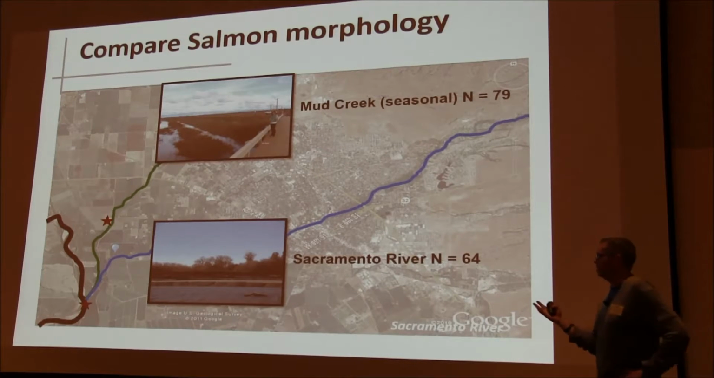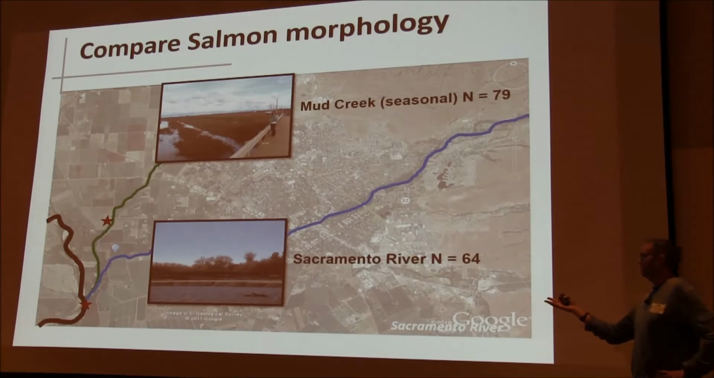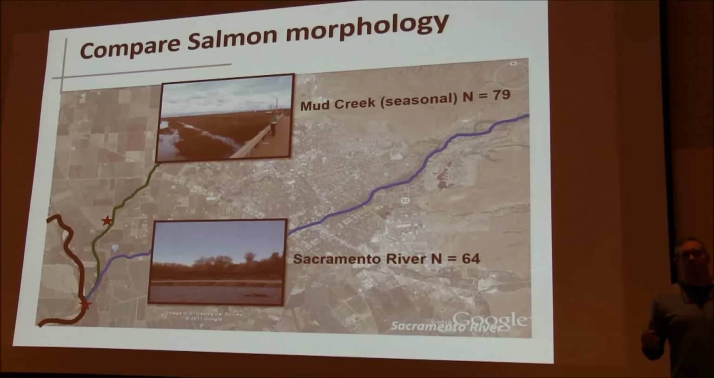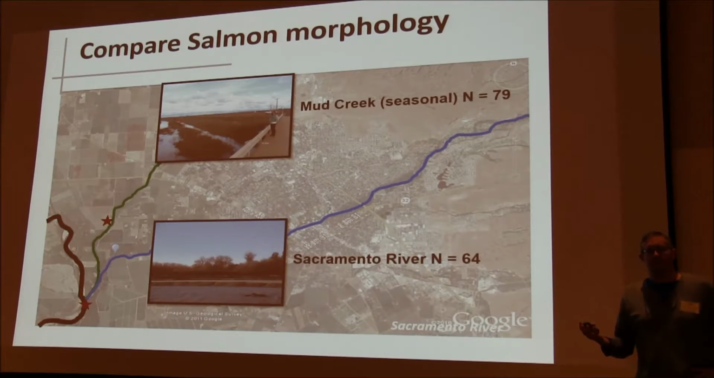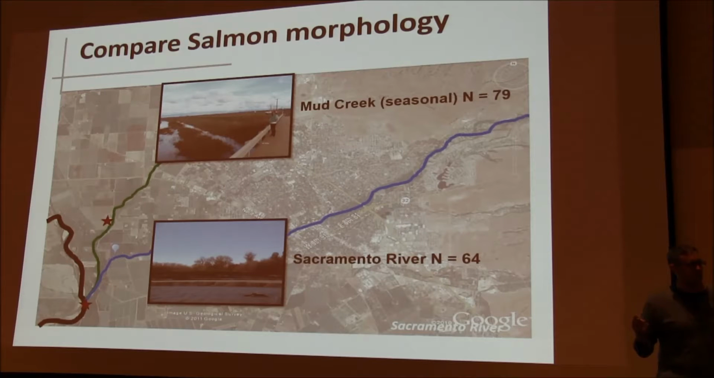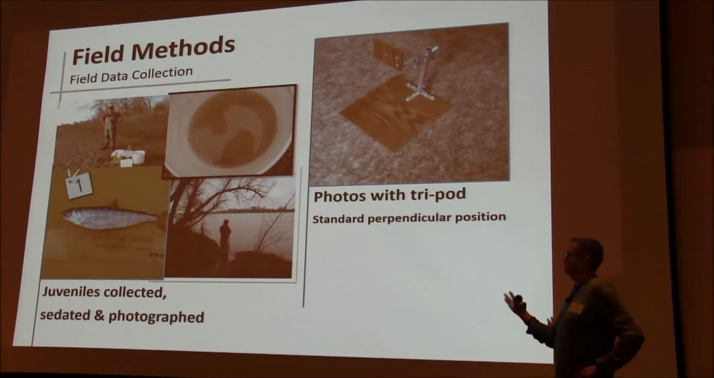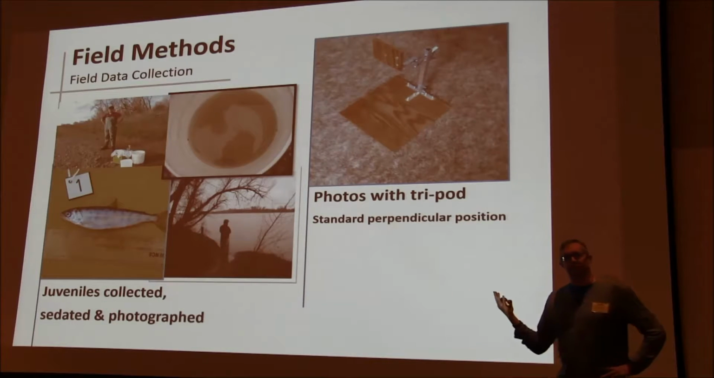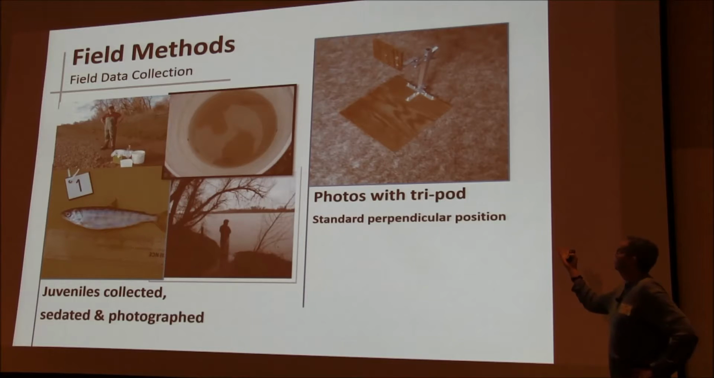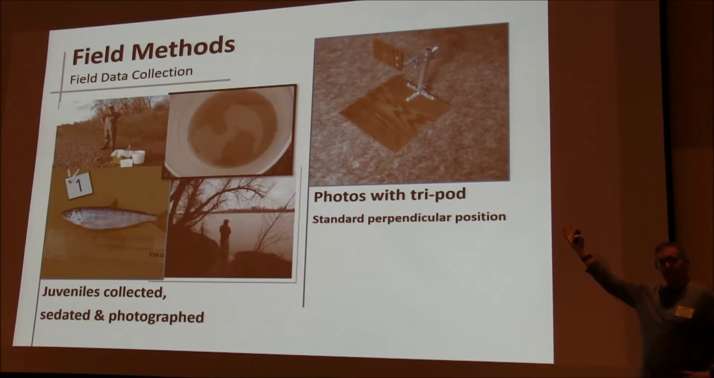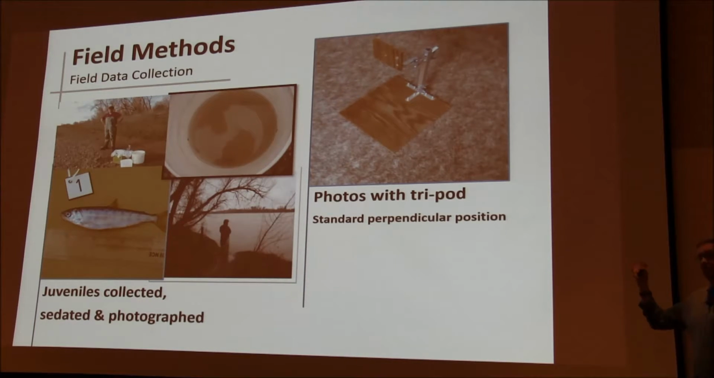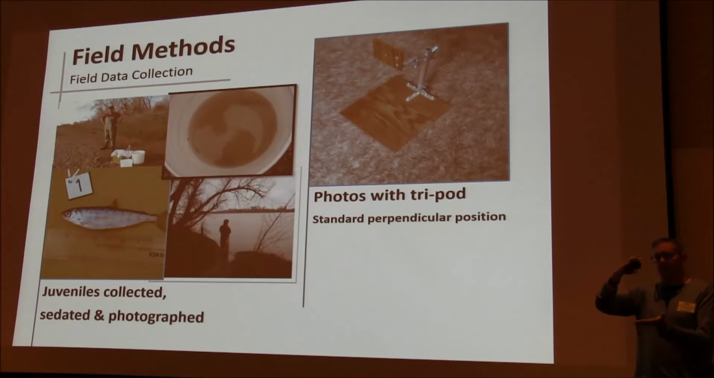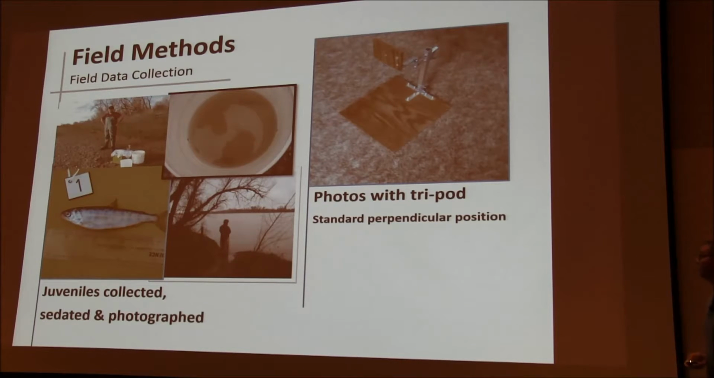So what we did is we went out again to Mud Creek, and we went to the Sacramento River, and we collected a bunch of juvenile salmon. And the nice thing about the geometric morphometrics is that you don't have to kill anything. We got tired of killing things all the time, right? And so what you do is you collect the fish, you anesthetize them, and then you photograph them. And we built this tripod. She was very proud of this. But the thing is, if you put it on there, it's making the photographs be very standardized, as long as you can get the fish to lay down, right?